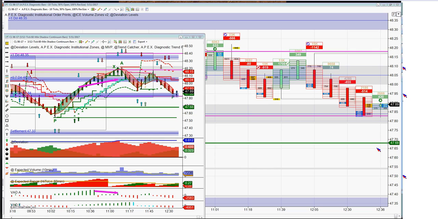Could I put a profit target? Yeah, you could put like a stop trigger to trigger when it gets to say 47.68 down here to ICE, and take off so many contracts or whatever.